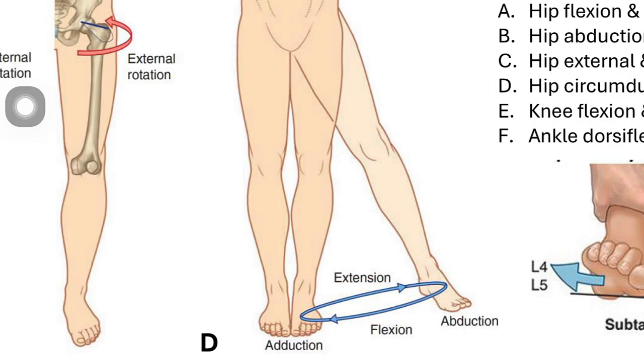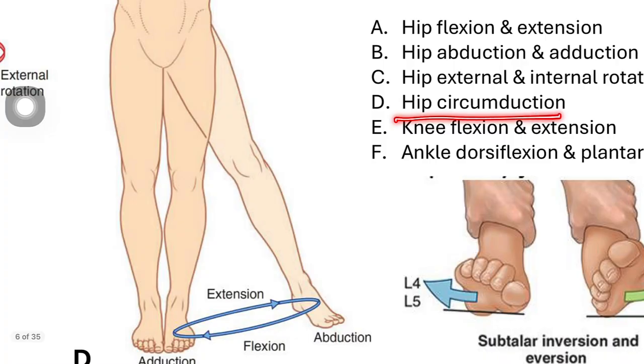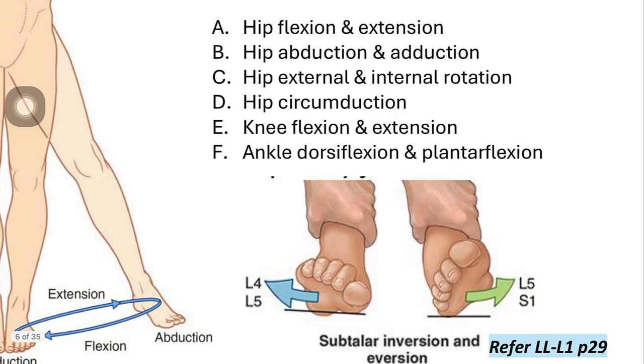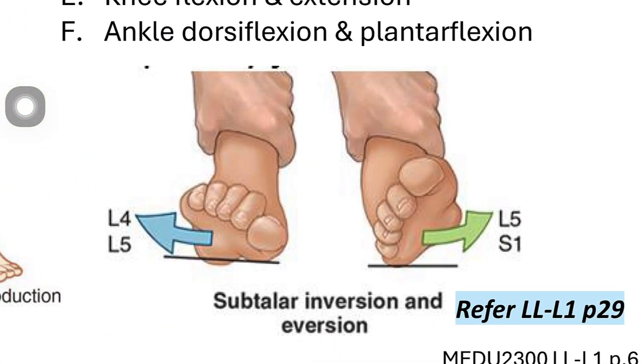So this one, the D, circumduction. And then sorry that I forgot to give you this image. Actually, you have this image as well because you can go to page 29. So we also have unique structures, unique motions here called the inversion and also eversion.